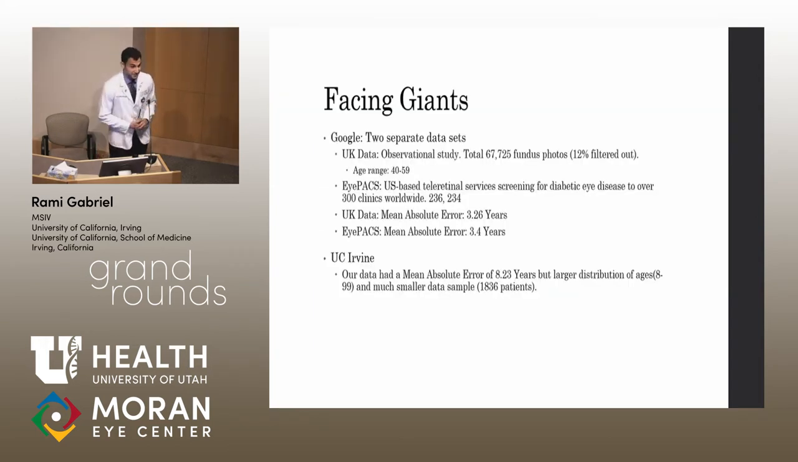So we were up against giants here. Google had 67,000 in one of its studies, and the age range was 40 to 59, so a lot narrower and a lot easier to decide.